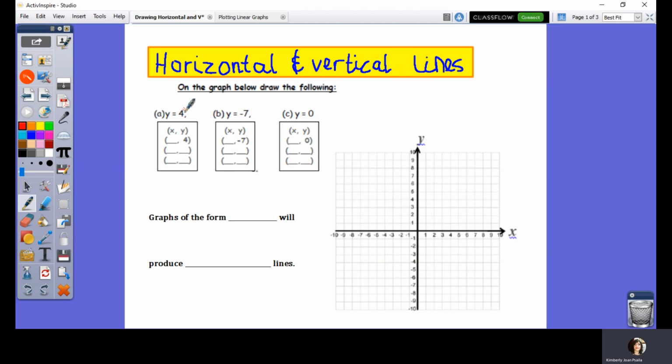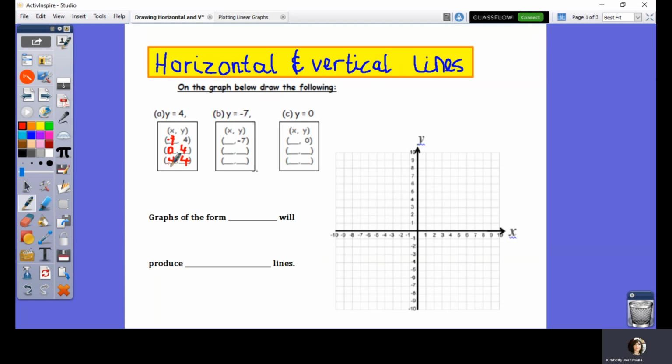So here we have y equals 4. In this case, since we don't have any x coordinates, we don't know what x values we need here. However, it is telling us that y is always 4. So here I can write 4 in every y coordinate I have. Since we don't know what the x coordinates are, you can choose any value you want on the x axis. I can choose, for example, -7. I can choose, for example, 0. And I can choose, for example, 4.